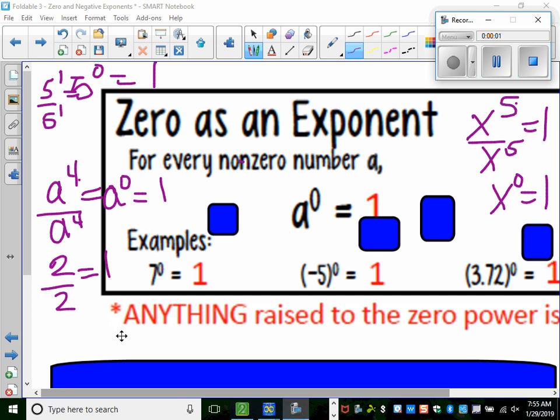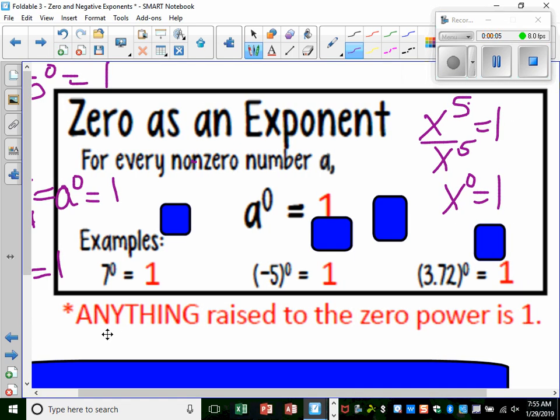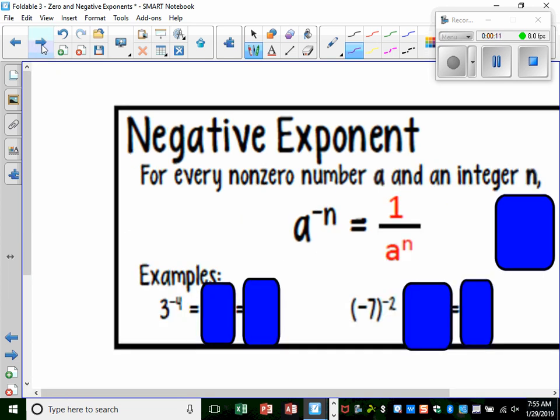So just keep in mind the last statement that's at the bottom. Anything raised to the 0 power is 1. So let's move on. Now we're going to talk about negative exponents.